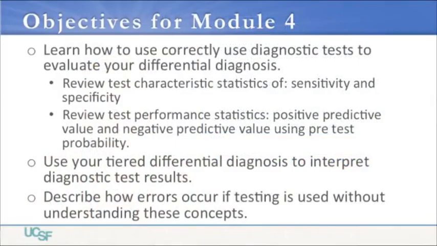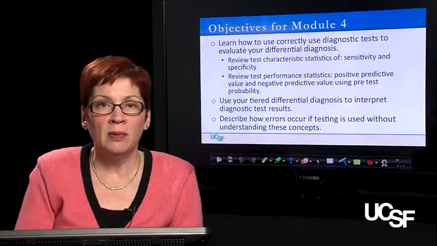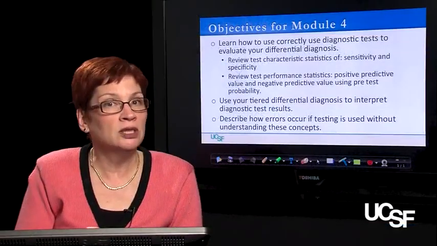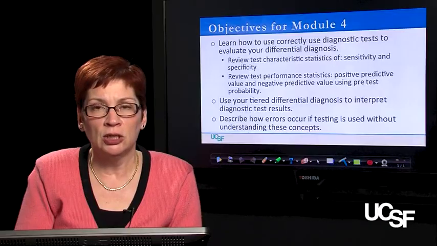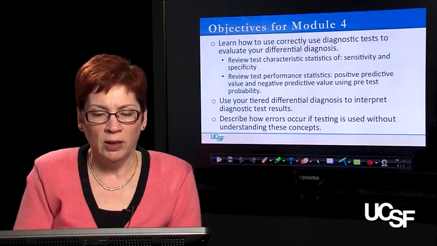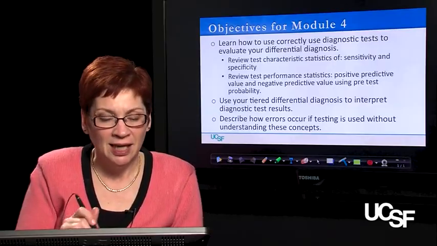And by the end of today, I hope you should understand and be able to explain why that isn't always the case. First, we'll review test characteristics of sensitivity and specificity, and then the test performance statistics of positive predictive value and negative predictive value. Some may be very aware of these terms. Don't worry, we'll define them as we go along. So if this is new to you, keep going. You'll be happy at the end.